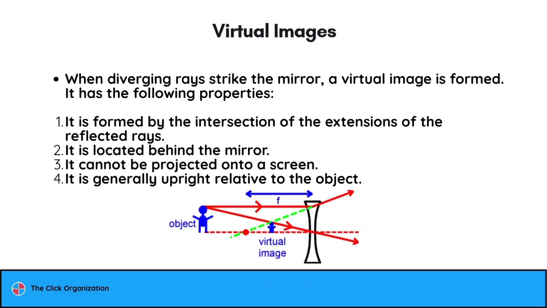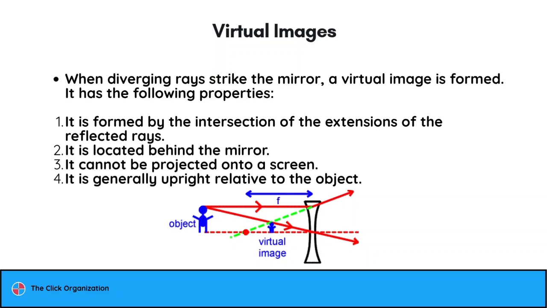Virtual images. When divergent rays strike the mirror, a virtual image is formed. And divergent rays are rays that spread away from each other, and since these rays do not actually meet, we extend them backward to find where they appear to come from. And this creates a virtual image. It has the following properties.